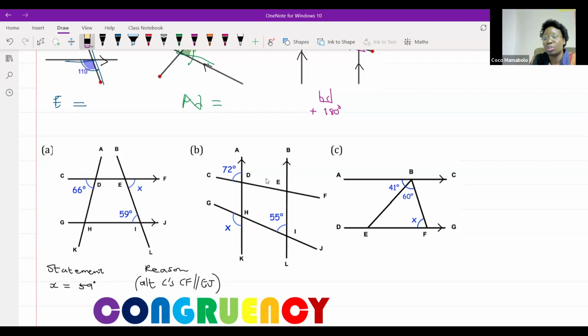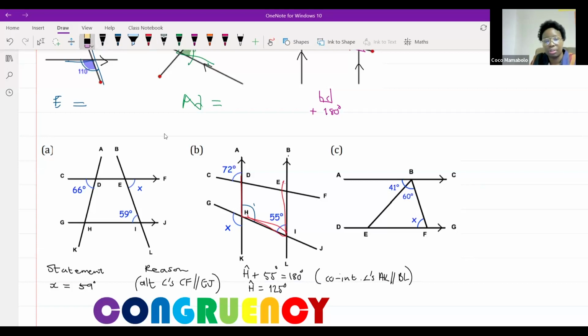In question two is a multi-step kind of situation. I need to find H first, and then we'll have to find X. In order to find angle H, I'm going to say angle H plus angle I, or 55 degrees over here, is equal to 180 degrees. My reason there is because of co-interior angles. There is my U. My parallel lines are AK parallel to BL. So angle H is then equal to 125 degrees.